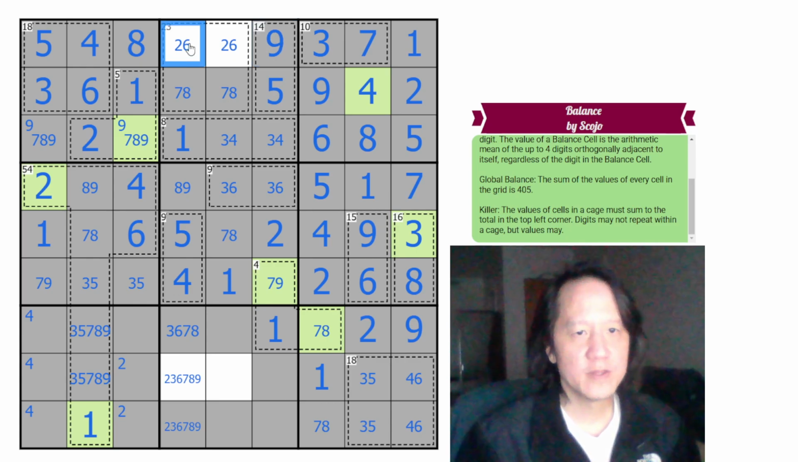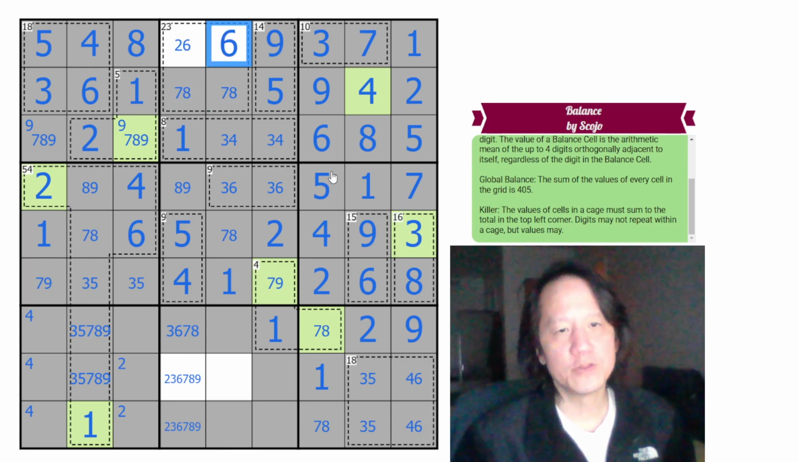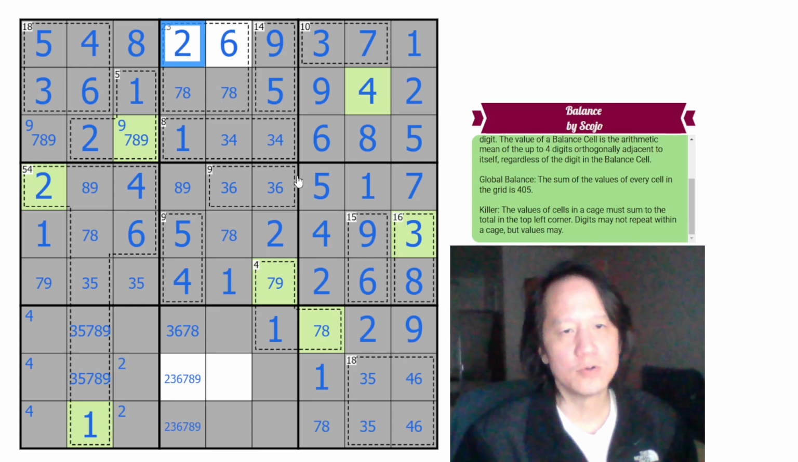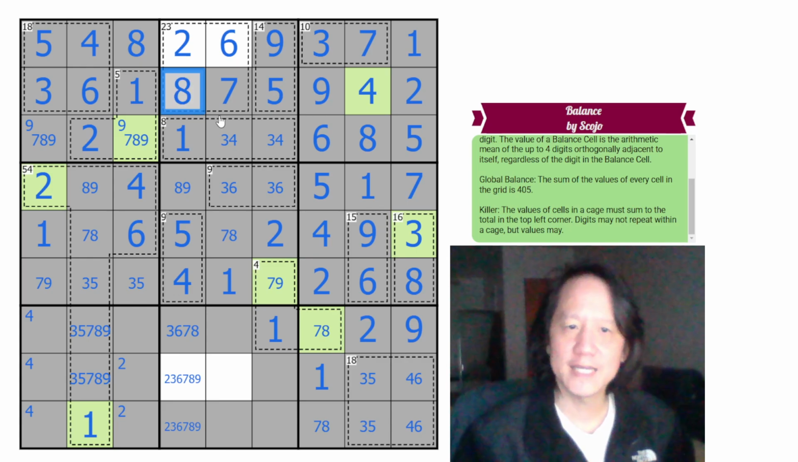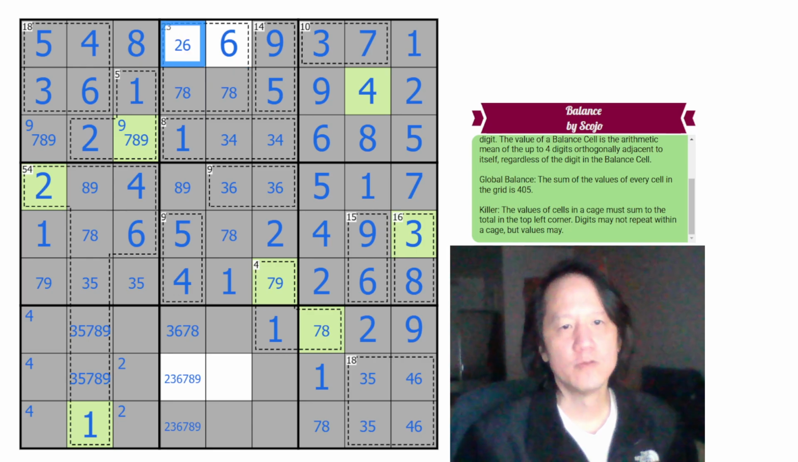Again, if this is the balanced cell, this would be 6, this would be 2. Therefore, they have to add up to 18 to make it exactly the same. So this would be 8 and this would be 7. If this were the balanced cell, this would be 6, this would be 2. These two add up to 11, but these three must add up to 18 also. So therefore, that's 7 and that's 8. Either way, this has to be 7 here and 8 here, wherever the balanced cell is.